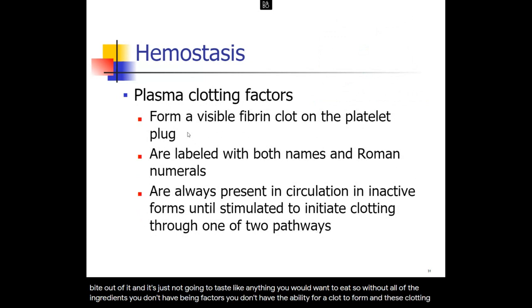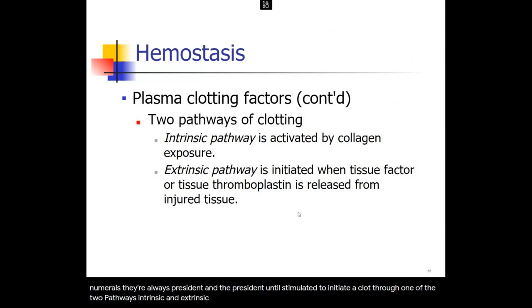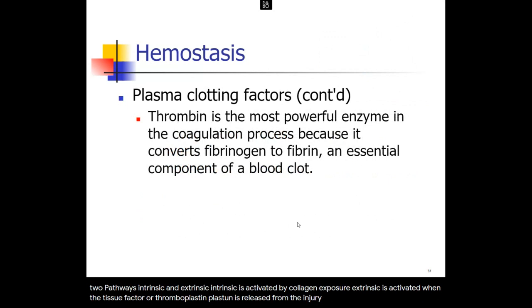And these clotting factors help form that fibrin. They have names, and they're usually identified by Roman numerals. They're always present until stimulated to initiate a clot through one of the 2 pathways, intrinsic and extrinsic. Intrinsic is activated by collagen exposure. Extrinsic is activated when the tissue factor or thromboplastin is released from the injury. Thrombin is the most powerful enzyme in the coagulation process because it converts fibrinogen to fibrin. This is what makes the clot.